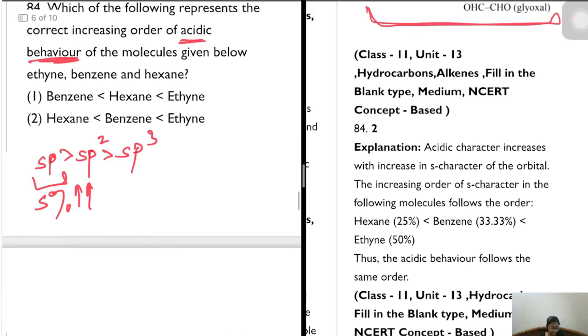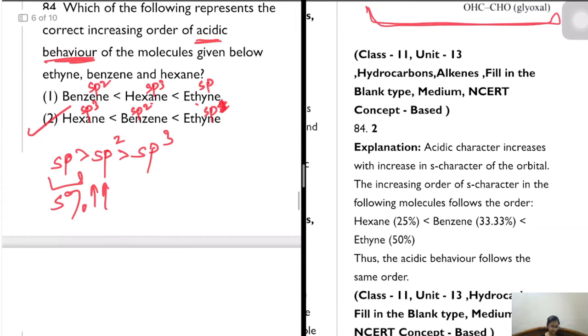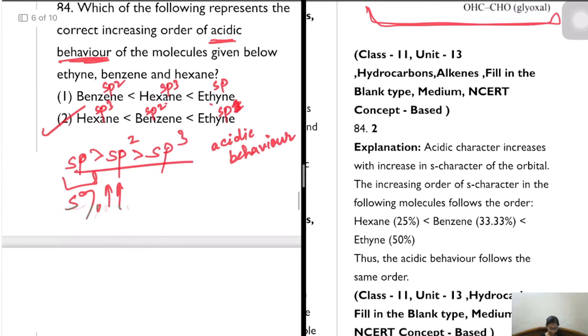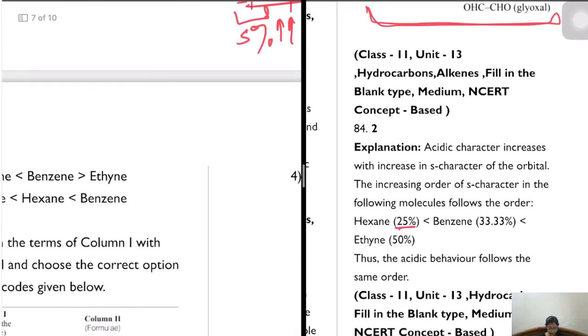Let's see. We have ethyne, hexane, benzene: sp, sp3, sp2. No, it does not follow that. Here we have sp3, here we have sp2, and this is sp, sorry. So what would be the answer? This is correct, for acidic strength. So sp3 has 25% s character, sp2 has 33.33%, and ethyne has the maximum. sp is the maximum, 50%.